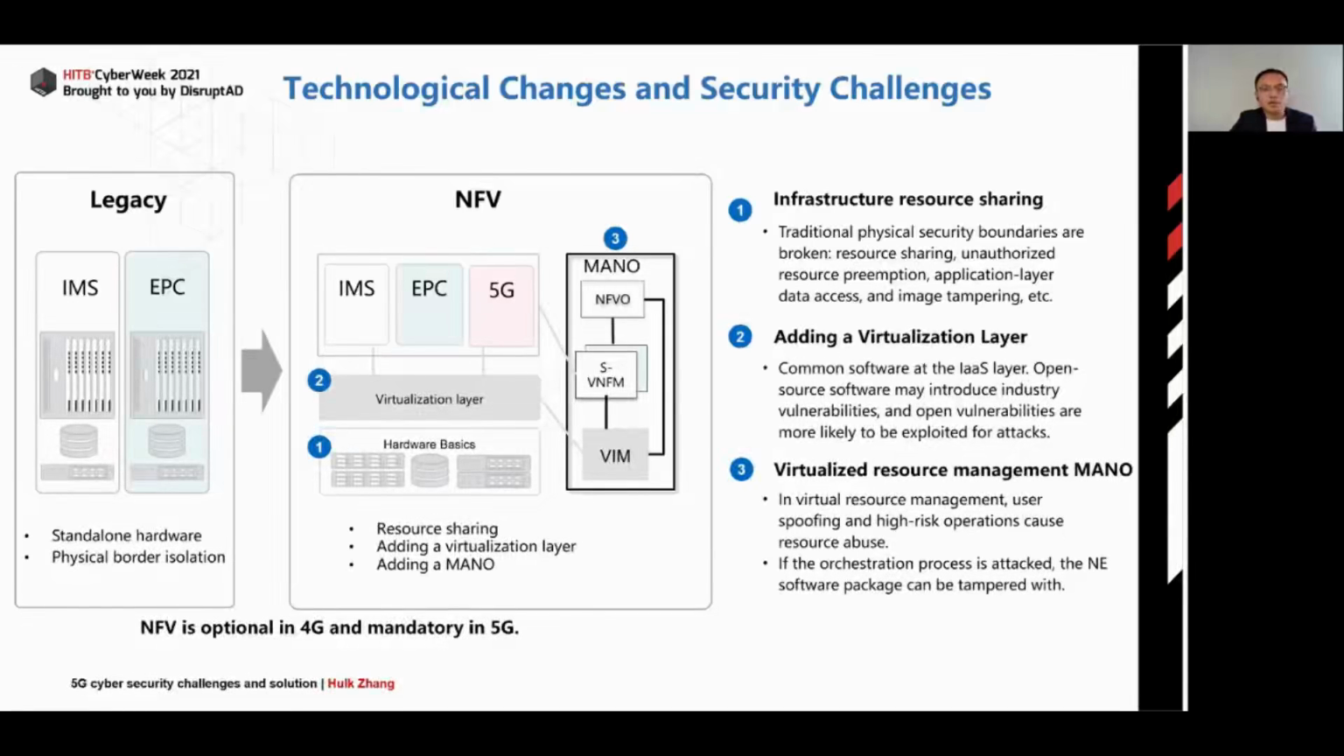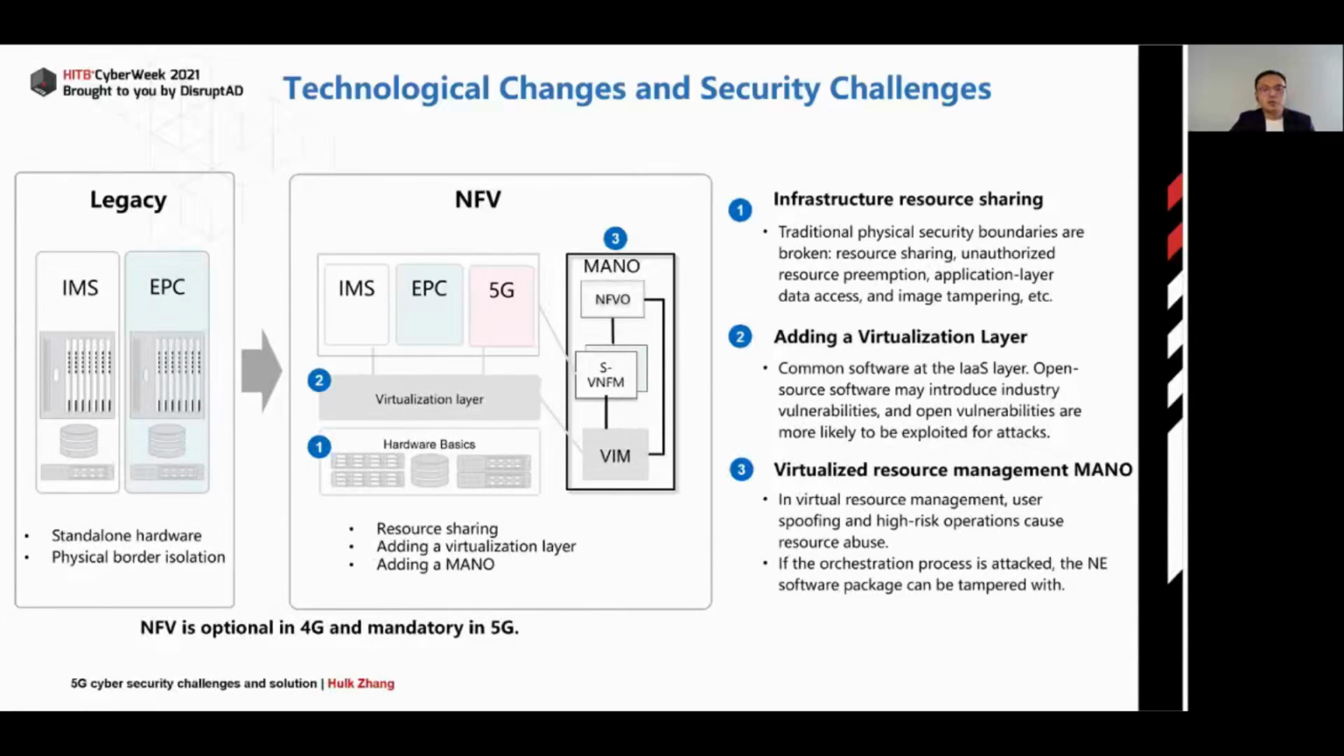Actually, in the past, I mean in the 4G or 3G era, each hardware was dedicated to only one network equipment or service function. For example, on the legacy side, the IP multimedia subsystem and the packet control were physically isolated, the physical board was quite clear, and each of the hardware was provided independently and individually.